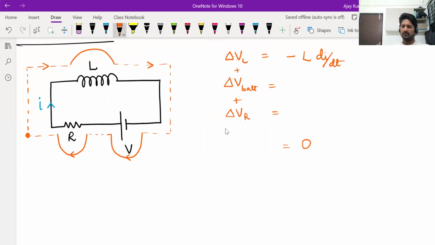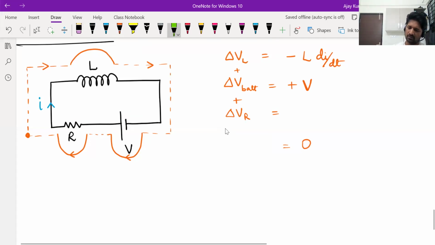Isha, can you tell the expression for change in potential when you move from this side of the battery to this side? So plus V. Plus V, correct. You're going from the negative terminal to the positive terminal, so the potential increases by a value equal to its EMF. The initial side is the low potential, the final side is high potential. When you go from low to high, the potential increases. The EMF of the battery is given as V, so it increases by V.